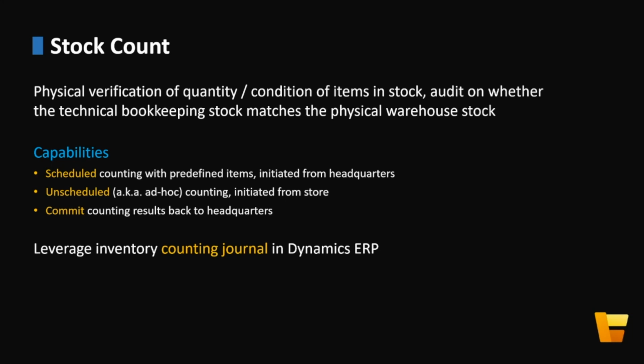Now, our current in-market stock count operation in the point-of-sale application supports both scheduled and unscheduled counting. The scheduled counting is initiated from Commerce headquarters by creating a counting journal that contains a predefined list of items and is linked to a specific store warehouse. Unscheduled counting, also known as ad hoc counting, is initiated from the store. When the counting is completed in the store, the counting journal will then be sent back to headquarters, where it will be reviewed and posted. Now let's take a look at a demo of the current capability in the store count operation.